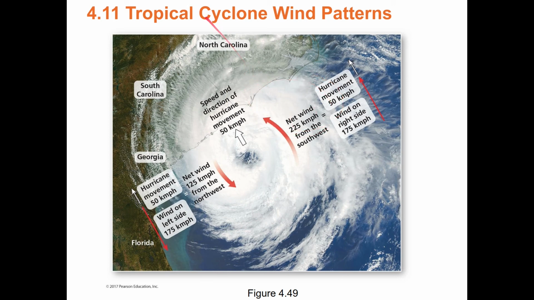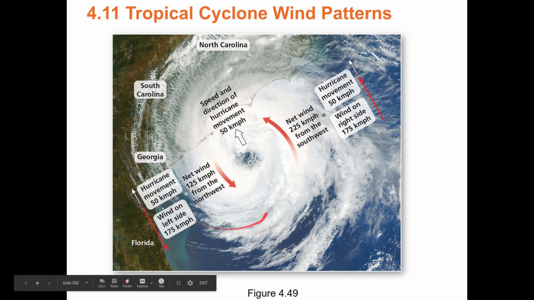So if it's moving 50 miles an hour with 225 kilometer an hour winds, 175 miles, I'll get it right eventually. The hurricane is moving at 50 kilometers an hour. The wind speed on the left and right sides is 175 kilometers. So on this side, the wind is moving that way, the storm is moving that way, so the net wind speed is 225.